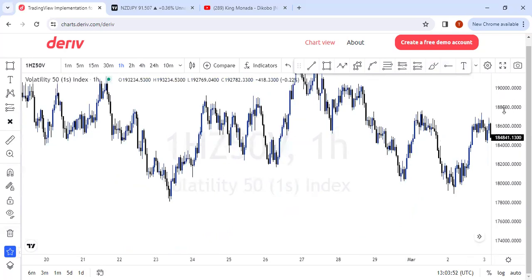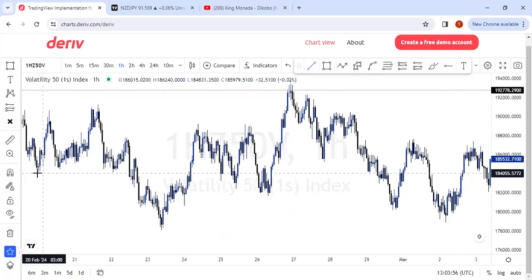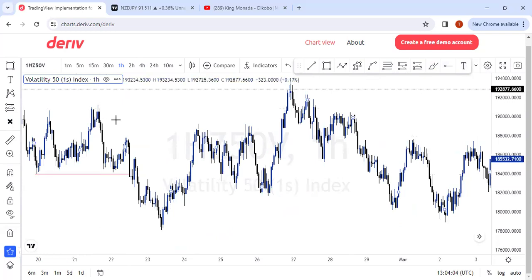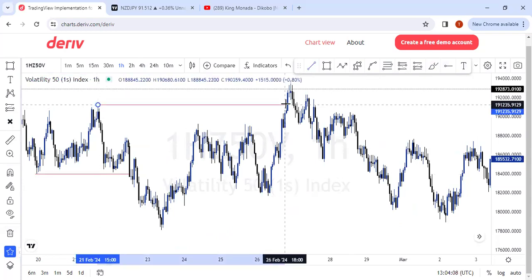Alright, guys, let me remove this previous setup. So guys, again here we had a change of character setup. We had a break of market structure. Firstly here, from this break of market structure, the order block for this BOS was supposed to be this candlestick, but the market corrected. This is going to be our change of character, guys.